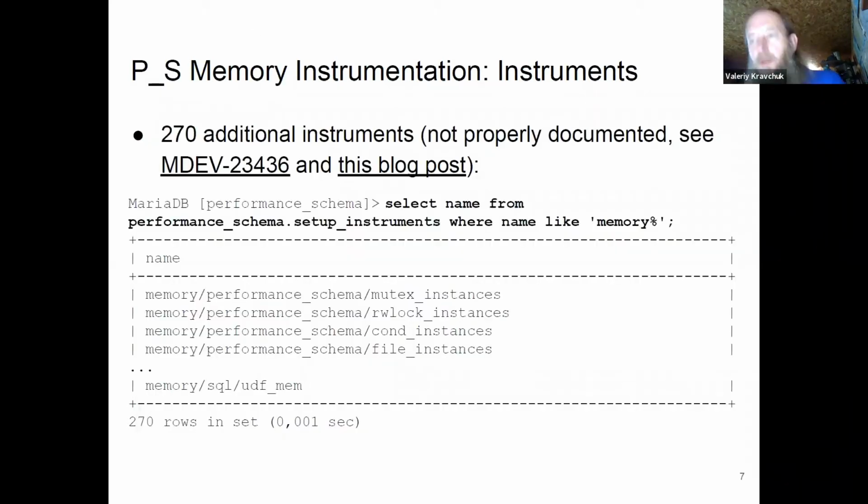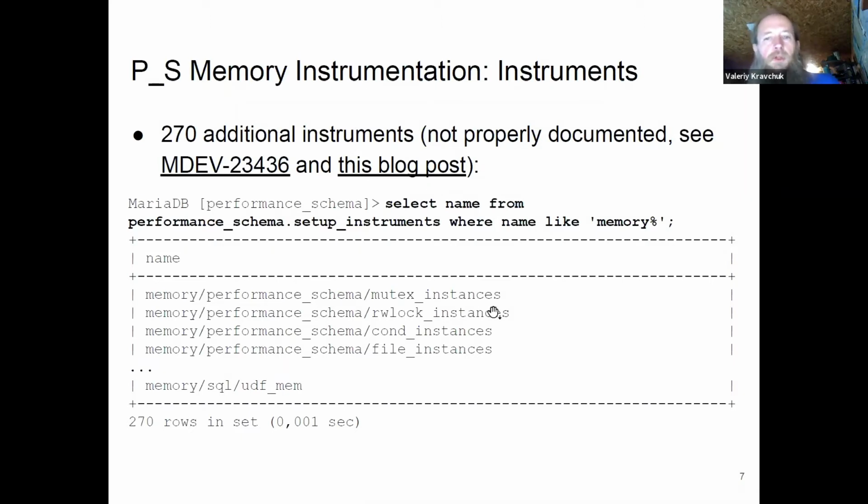So what we have is new additional instruments, 270 additional instruments. Unfortunately, not all of them are properly documented in detail yet in the MariaDB own knowledge base. And when I see such things, I report MariaDB bugs to Jira and try to do my best to document stuff or at least present some details. But basically here they are.